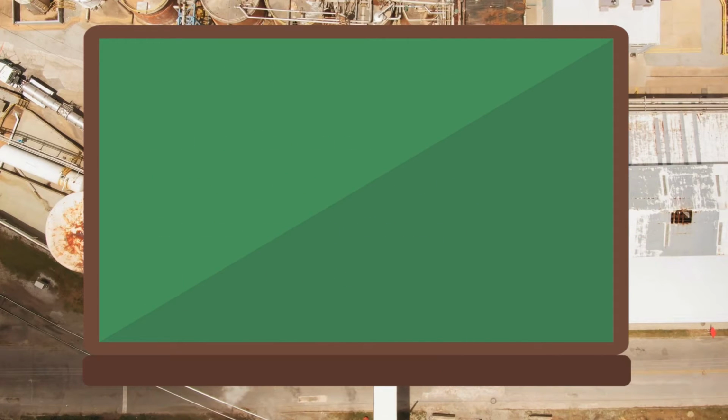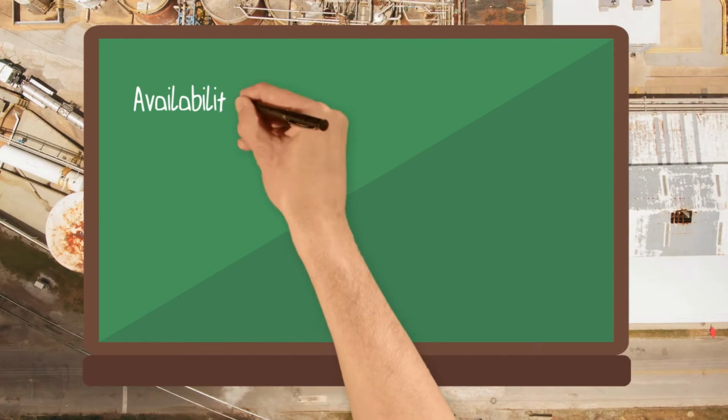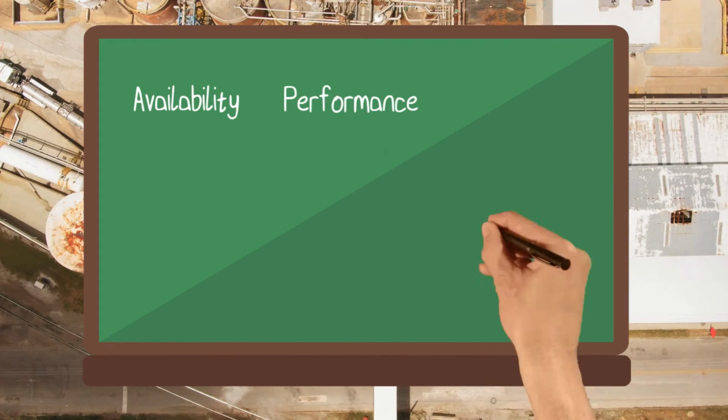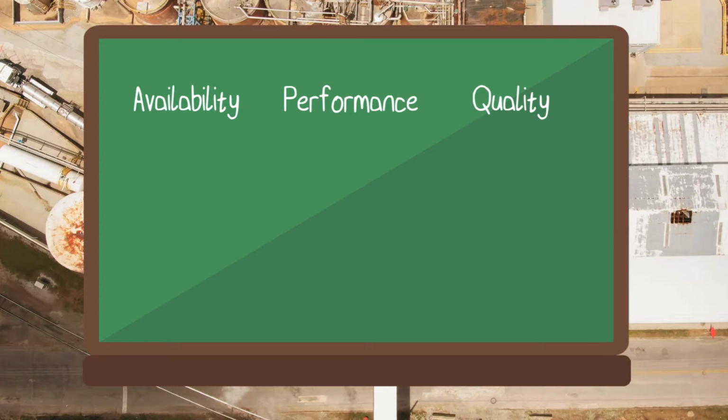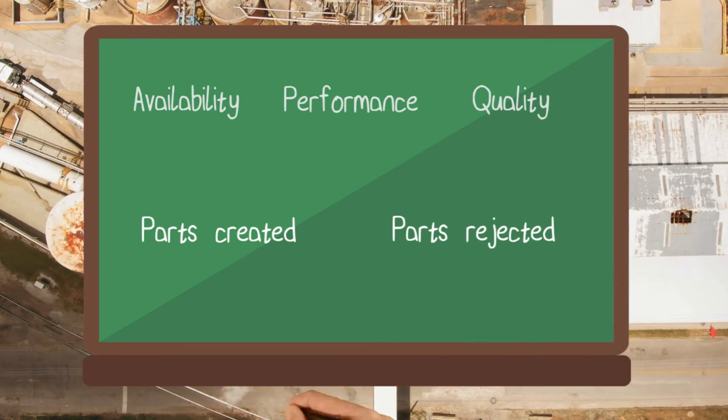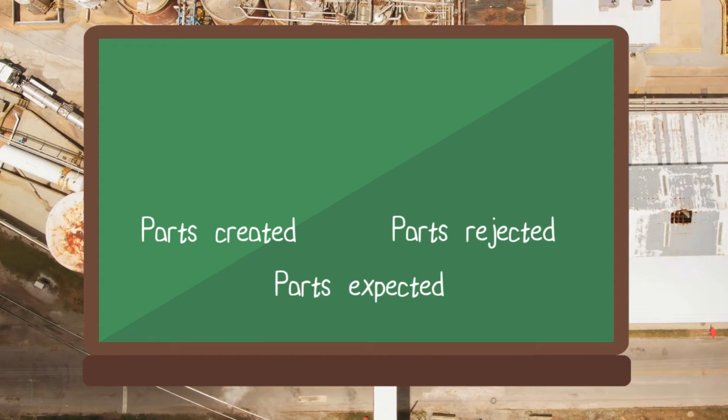Right, so as we learnt in part one, to calculate OEE, we need three other figures. That's availability, performance, and quality. And then we combine these to create our final OEE figure. Performance and quality are relatively simple to incorporate because we just need the number of parts created, the number of parts rejected, and the number of parts expected. And I'll assume that these are already being recorded in one way or another as part of your standard process.